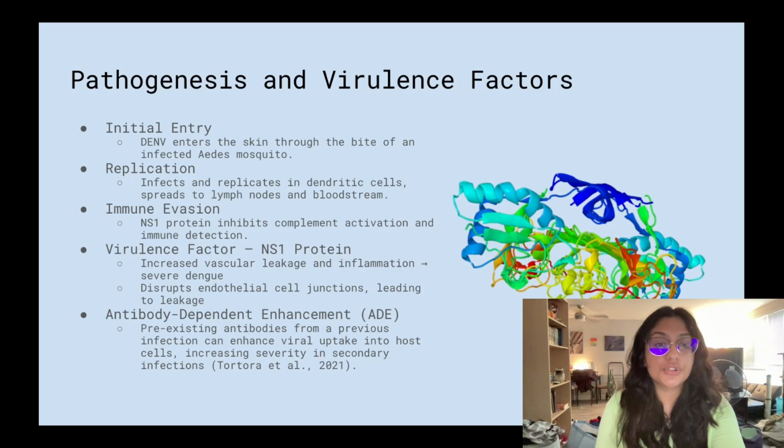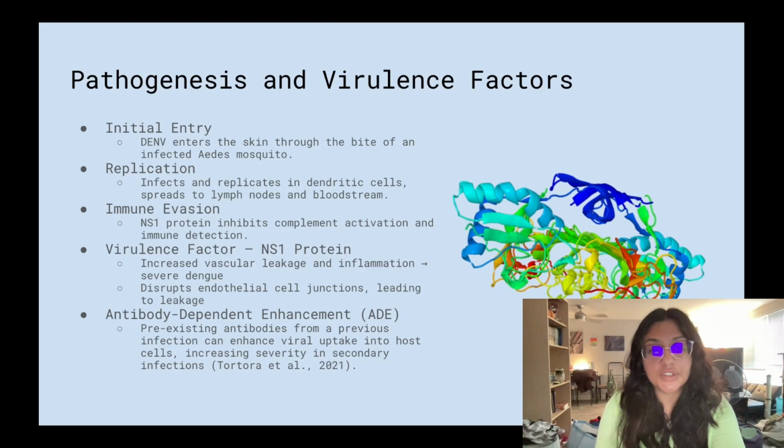An important virulence factor of DENV is the NS1. The NS1 protein is secreted from infected cells, and it plays a key role in immune system evasion. It interferes with the complement activation system of the immune system, and that's how it escapes detection.